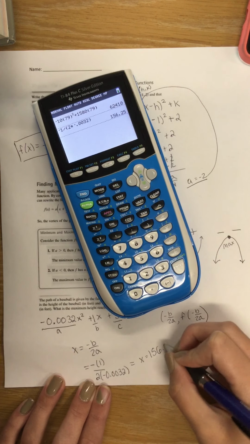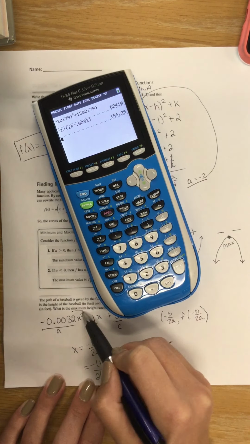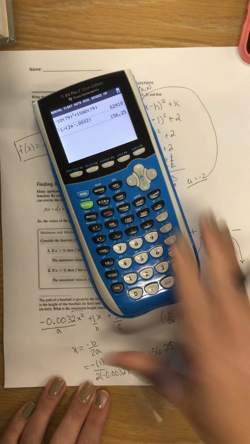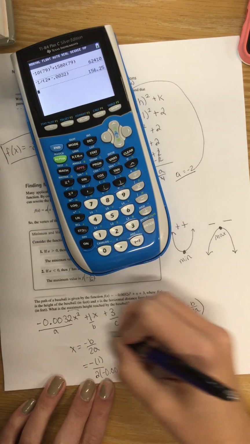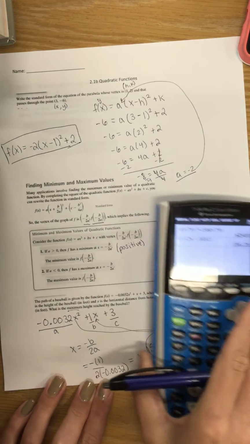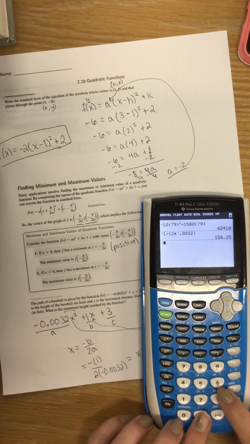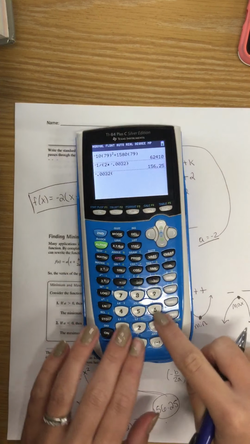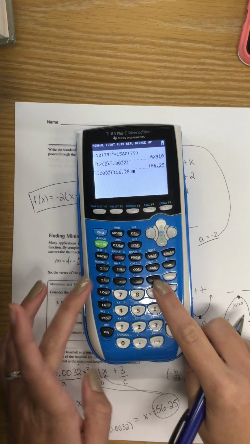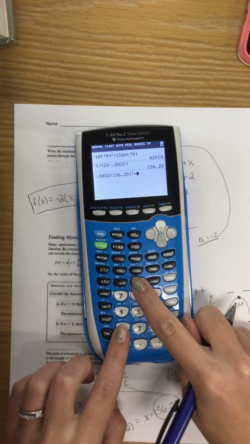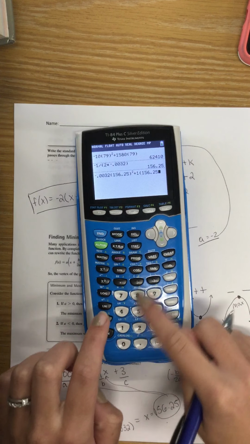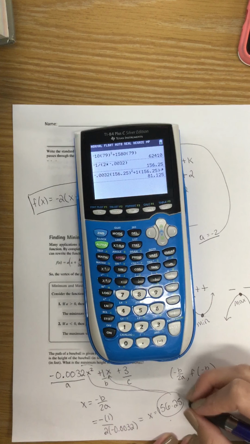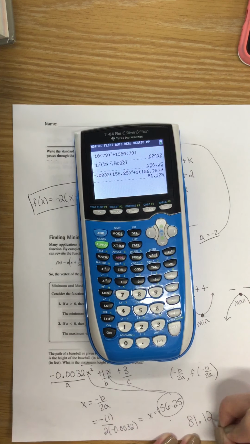So the x value is 156.25. If we actually want to find the maximum, what do we have to do to find this y value? We just plug it into the equation, right? So we're going to take this and plug it in for x here. So we say negative 0.0032 times 156.25 squared plus 1 times 156.25 plus 3. That gives 81.125 feet. So after we plug that in, that is our maximum.